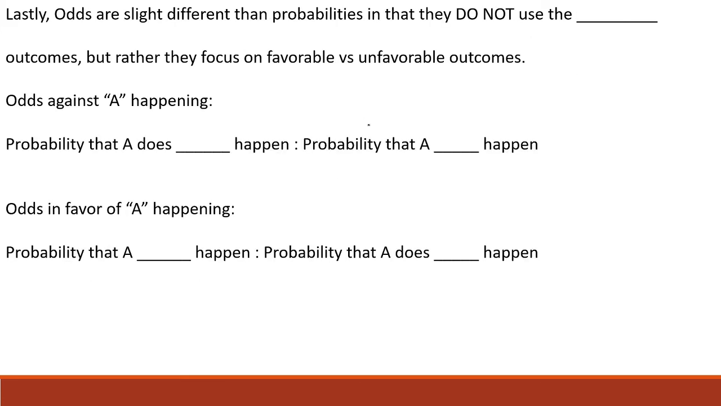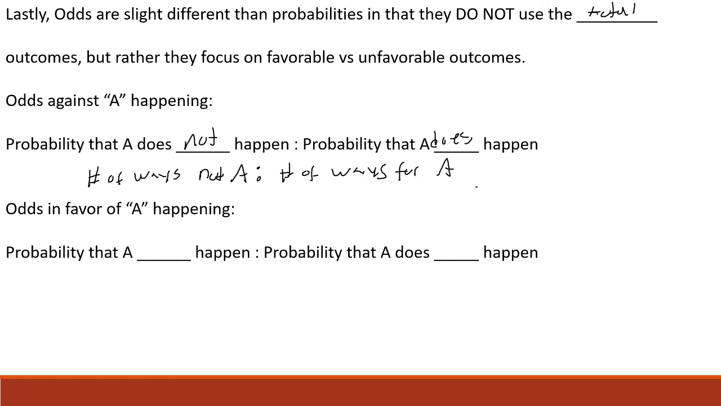All right, and so lastly, we have odds here. Odds are different than probability in that they do not use the total amount. So there's two ways to think about odds. Okay? The odds against something happening. So the odds against A happening is the probability that A does not happen compared to the probability that A does happen. Now, what this essentially boils down to is the number of ways. So the number of ways for not A compared to, usually not written as a fraction, usually with a colon, the number of ways for A.